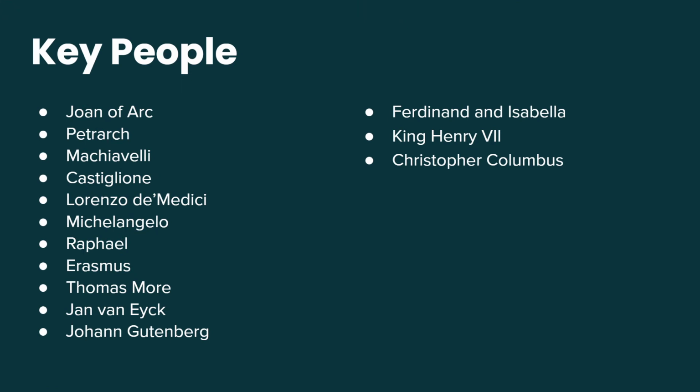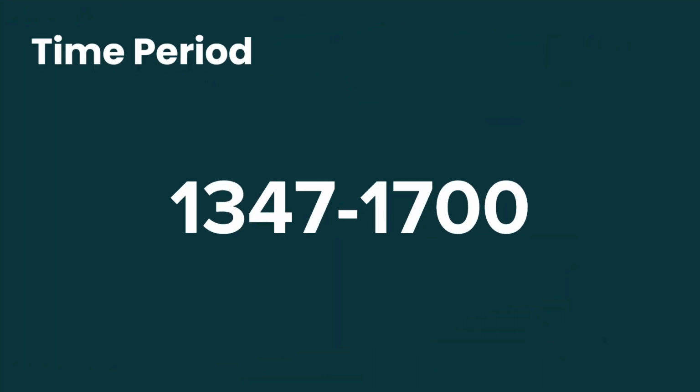Then we have key people. These are the main people of this unit. And this is the time period. These units aren't necessarily chronological, they overlap. Like the next unit won't start after 1700, it will start as early as the 1400s even.